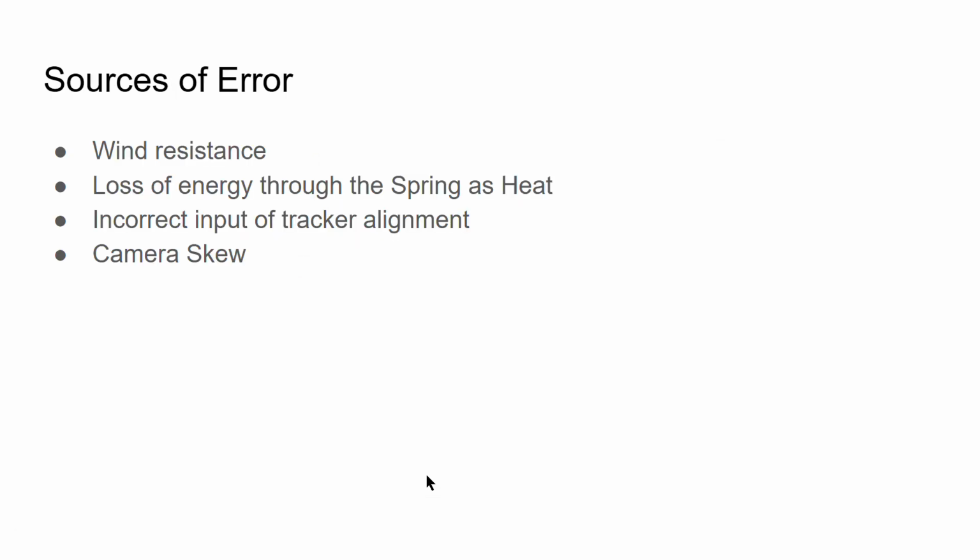Some sources of error that will explain these differences found before are wind resistance, loss of energy through the spring as heat, incorrect inputs of tracker alignment or human error, and skew from the camera that would cause perceptual differences.